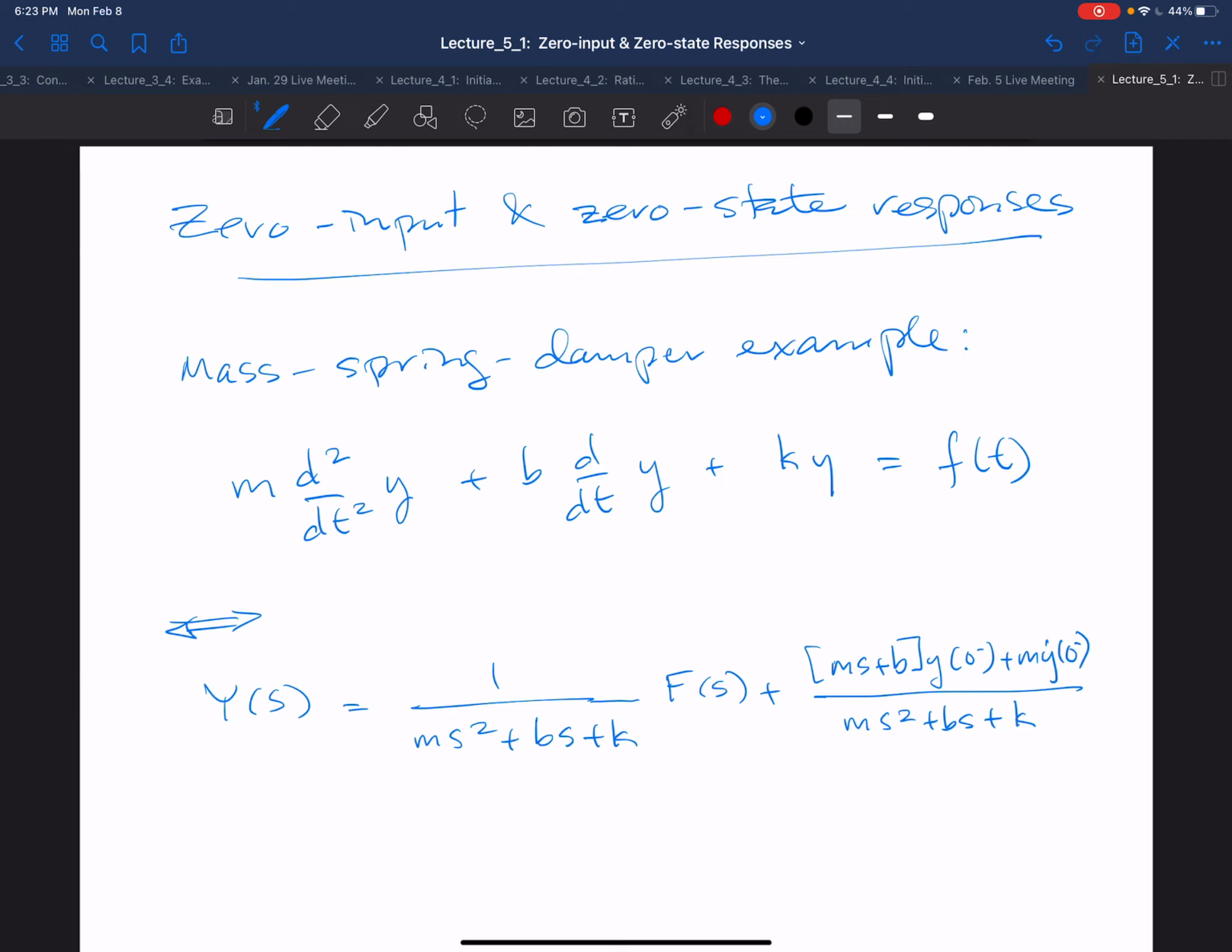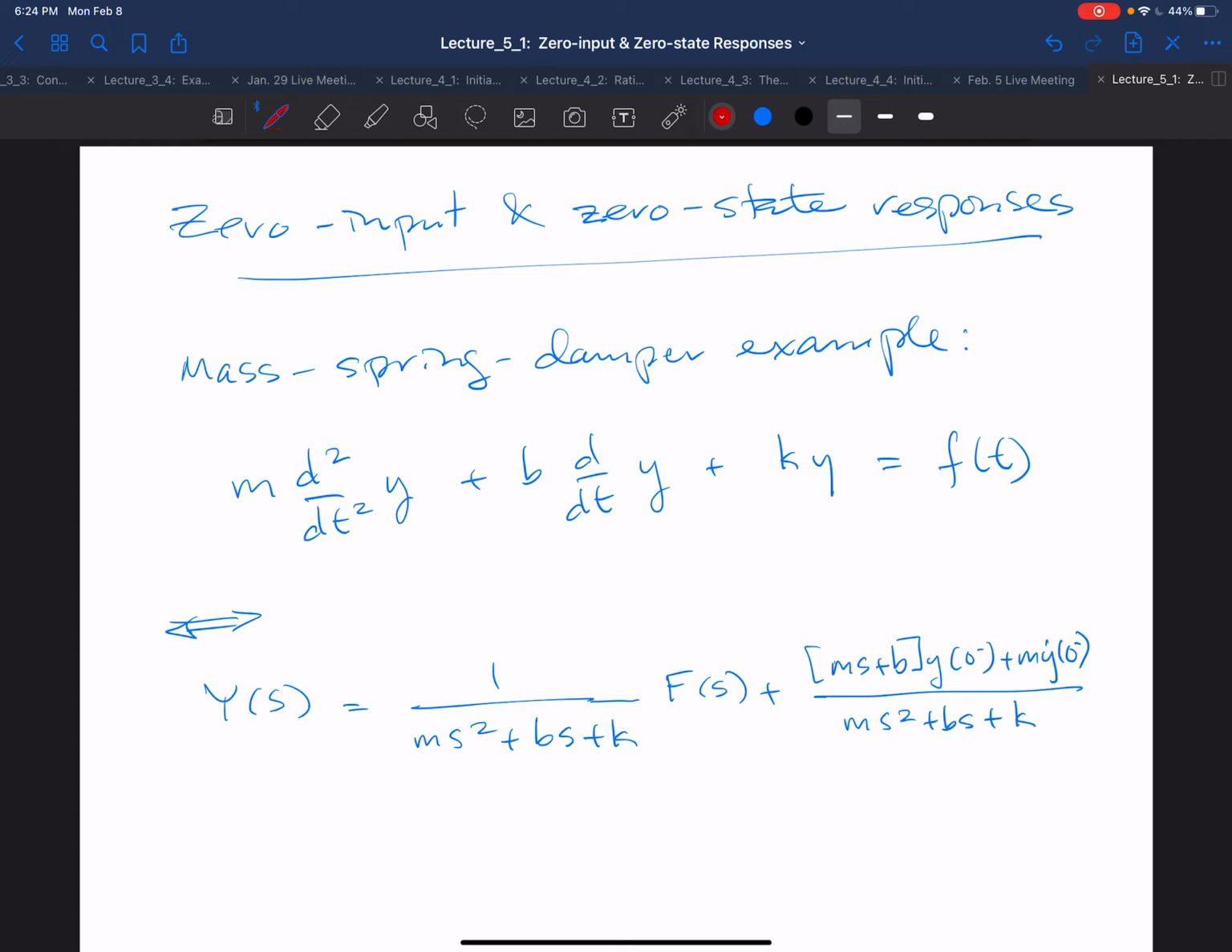A key part of that transition is introducing the concepts of zero input and zero state responses. So for this, let's go back to our mass spring damper example that we saw near the very beginning of the course.